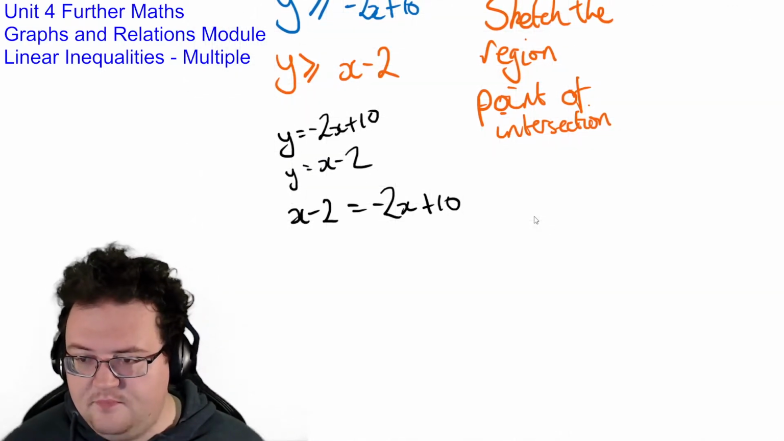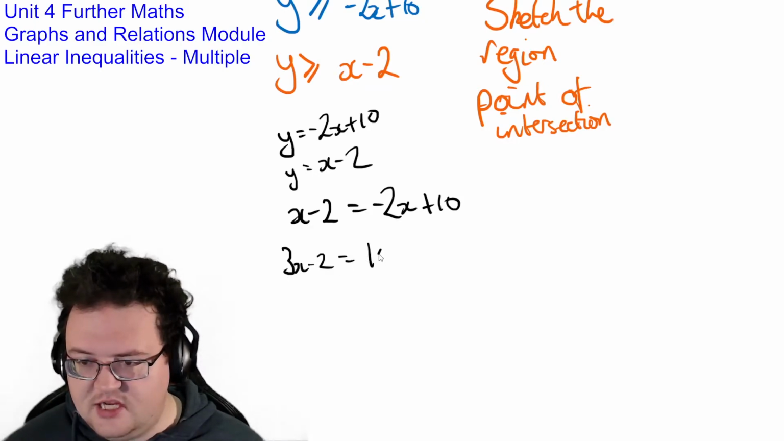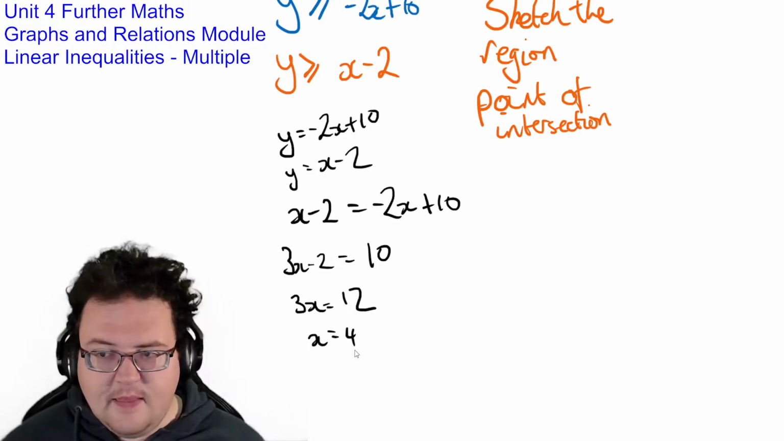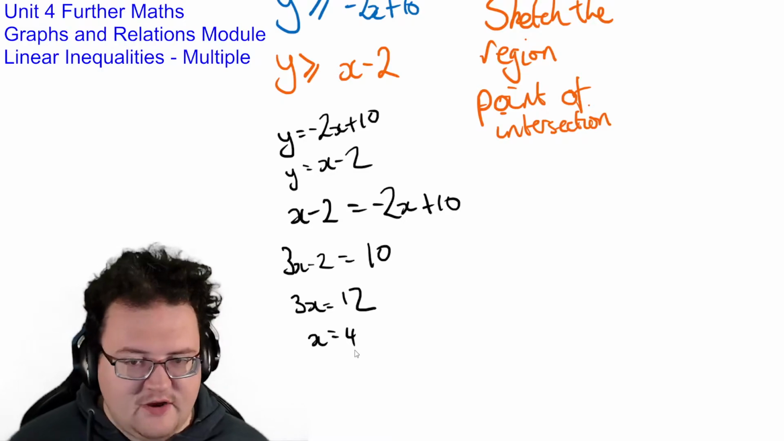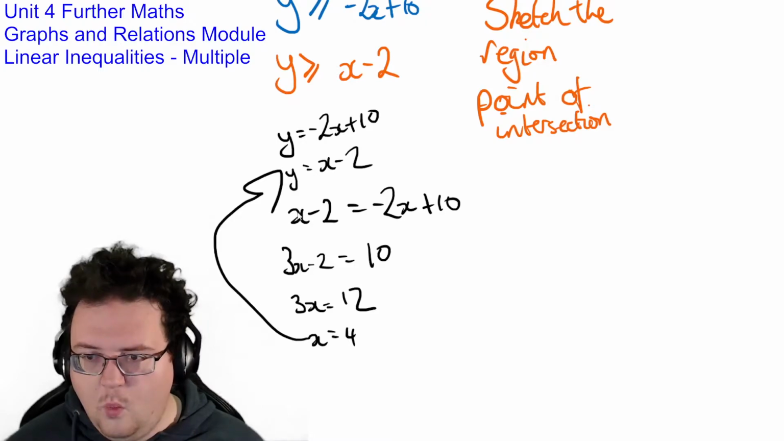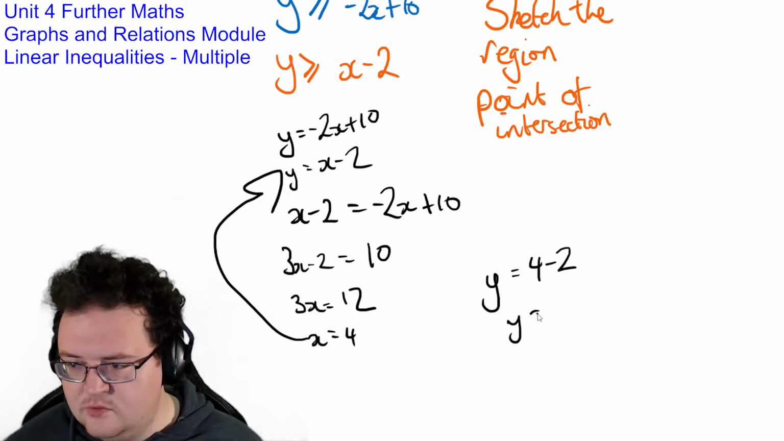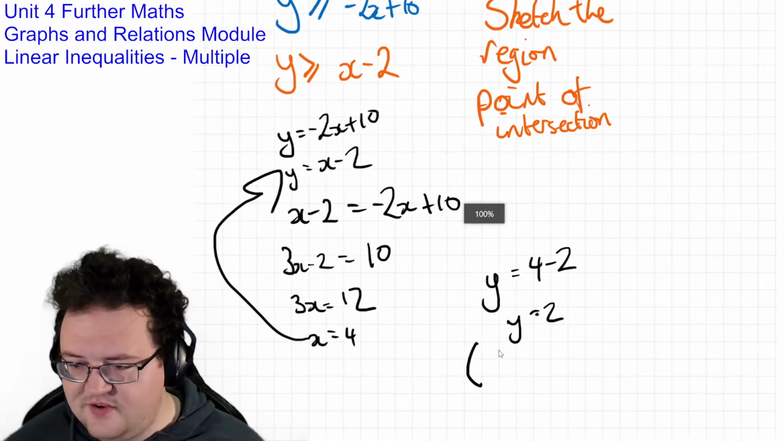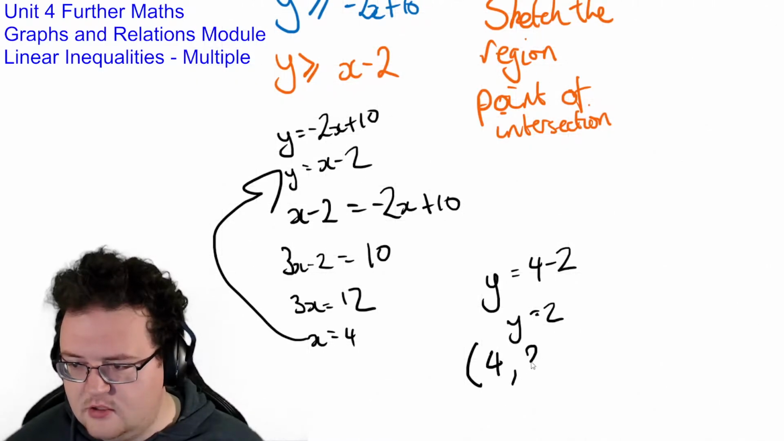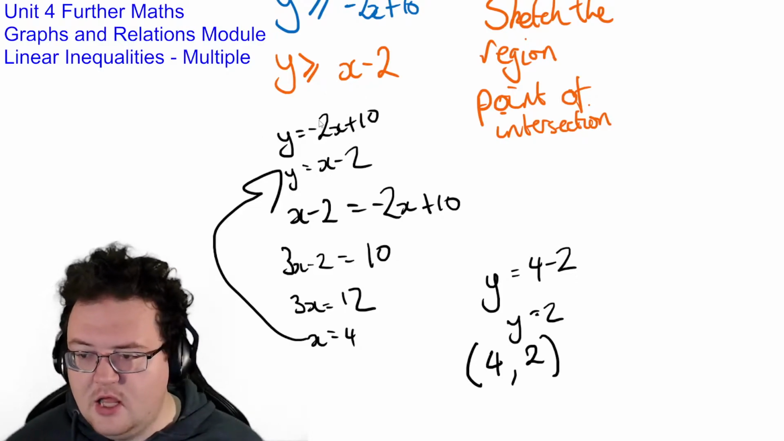So in this case here, I add 2x to both sides and I get 3x minus 2 equals 10. I add 2 to both sides, 3x equals 12. Divide both sides by 3, I get x equals 4. Now that only gets me one part of the coordinate. I now need to take x equals 4 and put it back into one of my equations. y equals 4 minus 2, y equals 2. Therefore, the point of intersection is at 4, 2. And if I put this into the other one as well, it'll also be true.